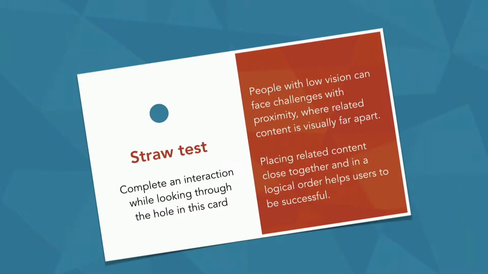That thing that we're doing there, by the way, is called the straw test. We created that because it really helps you simulate what it might be like to have low vision. We use this on wireframes, we use it on mock-ups, we use it on live sites.